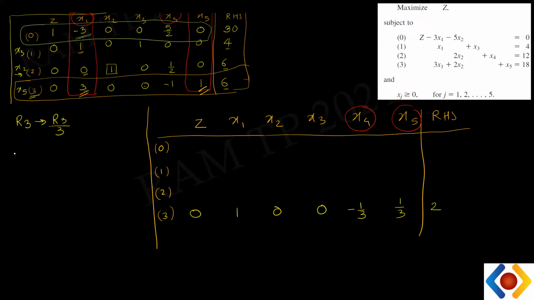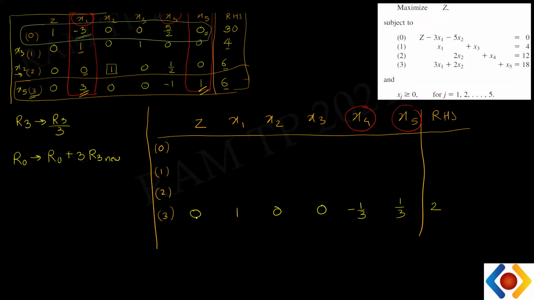Okay. Now, next, we can start from the top. We need the 0 in the row of Z. We have a negative 3 here. So tell me what transformation. R0 is equal to R0 plus 3 times R3 new. Very good. So I'm going to multiply the R3 new elements by 3, and then add that to the R0 row elements. The 1 element will remain 1.